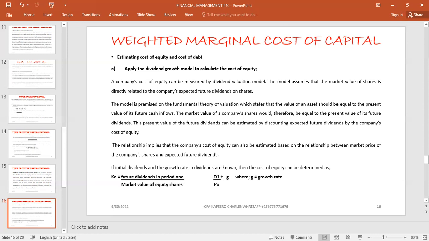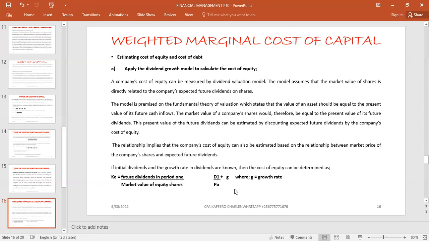That's the valuation they are talking about, that the value of an asset should be equal to the present value of its future cash inflows. Then they are saying that the market value of the company's shares would therefore be equal to the present value of its future dividends. The whole of that is just a theoretical aspect.